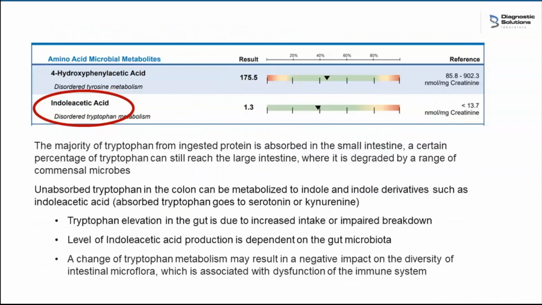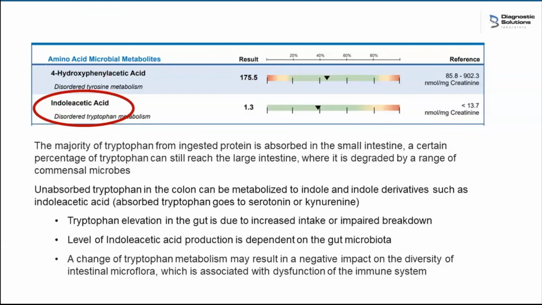Besides phenylalanine and tyrosine, disordered tryptophan can produce indole acetic acid. So the majority of tryptophan from ingested protein is absorbed in the small intestines, and then a certain percentage can still reach the large intestines where it's degraded by a range of commensal microbes. So unabsorbed tryptophan in the colon can be metabolized to indole and indole derivatives. And one of those is indole acetic acid. And so it's a pretty big player.